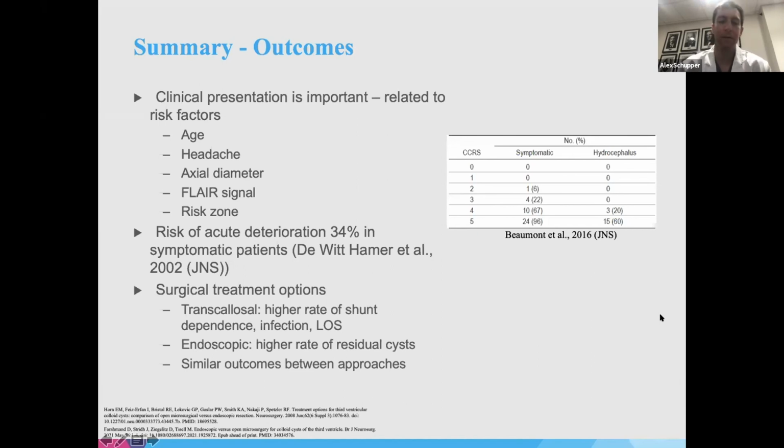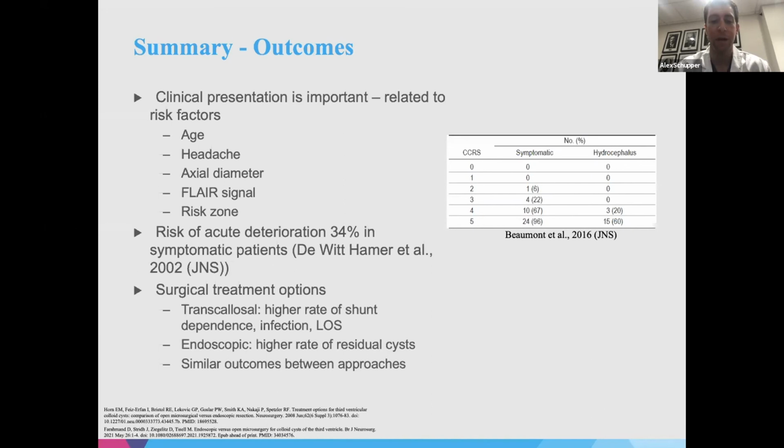And then there are many surgical treatment options. Here we're obviously a little biased with the endoscopic approach, but it's important to keep in mind that for larger lesions or based on the patient's anatomy, it may lend more favorable to a transcallosal or transcortical approach.